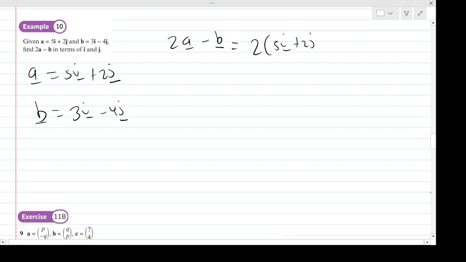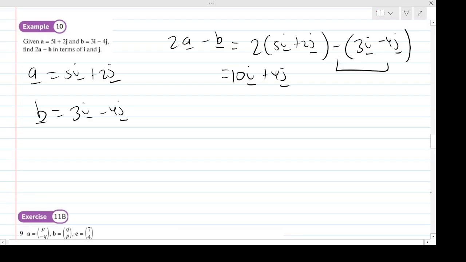Plus 2j minus the vector B, so that's going to be minus 3i minus 4j there. So then we just need to expand the brackets, right? Firstly, if we expand this bracket here, 2 lots of the vector A, so 2 lots of 5i add 2j. 2 times 5i would be 10i, and 2 times 2j would be 4j.